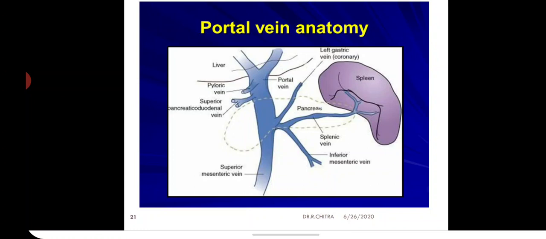Formative tributaries, you first try to see the splenic vein and the superior mesenteric vein. Then into the trunk of the portal vein, you try to see the left gastric vein and right gastric vein. Then, so that these branches will receive the other veins.